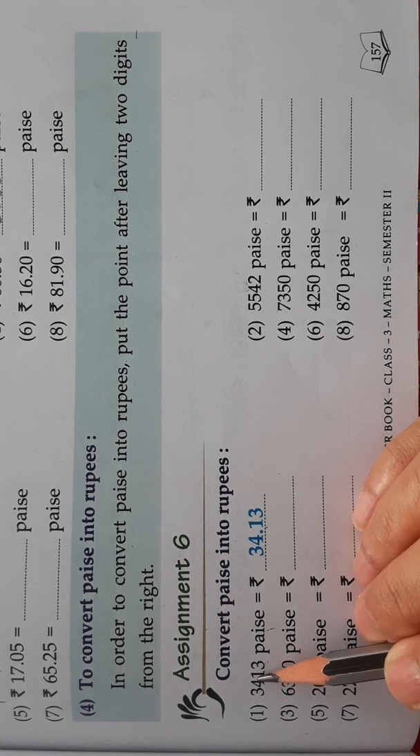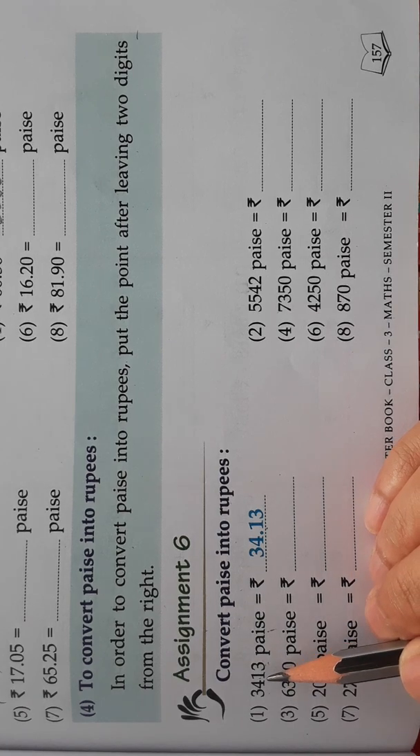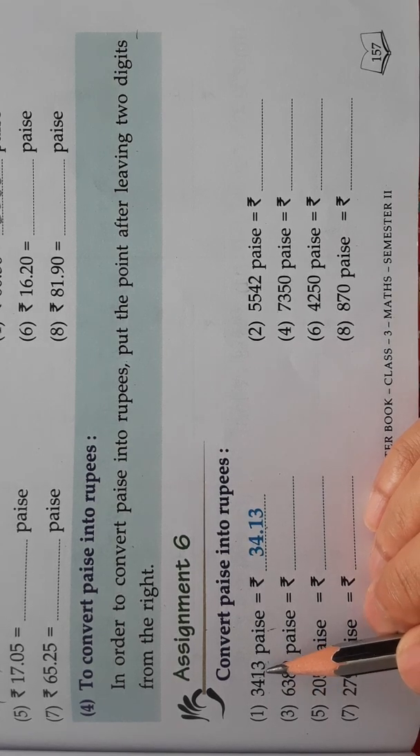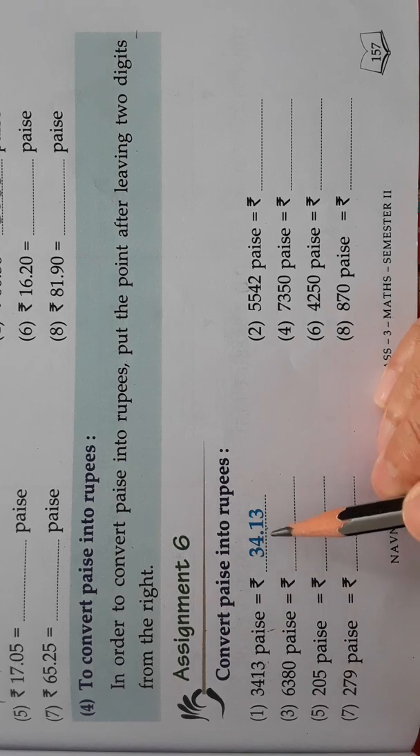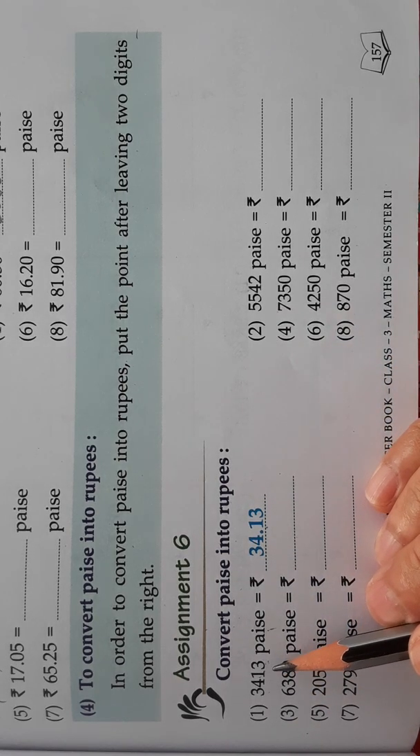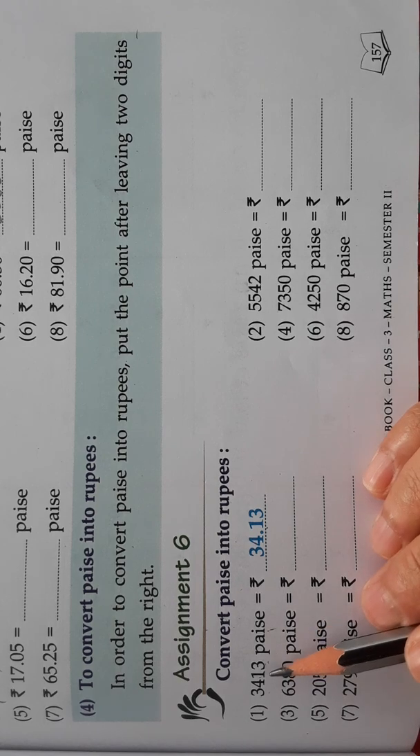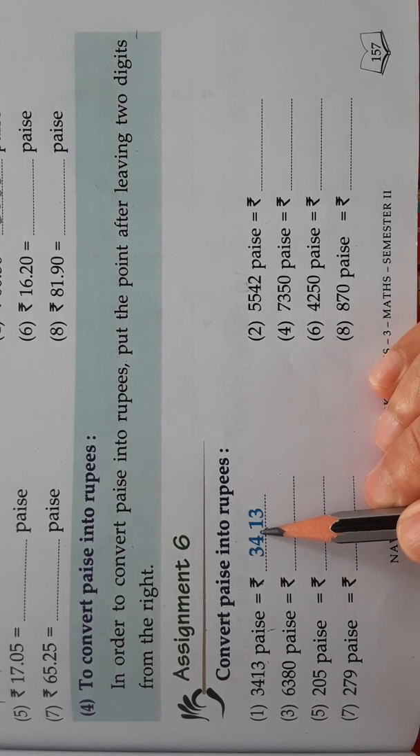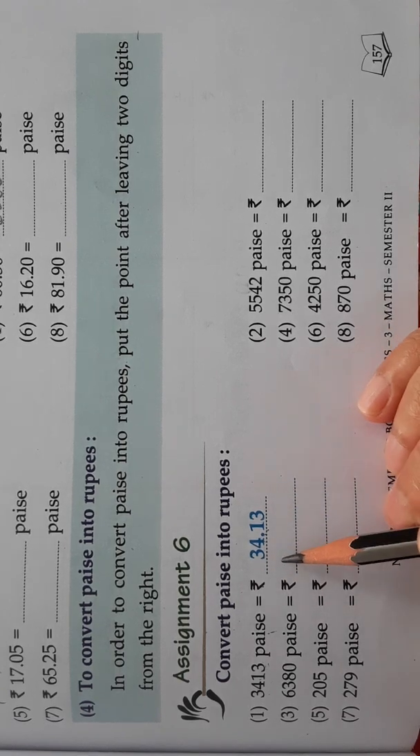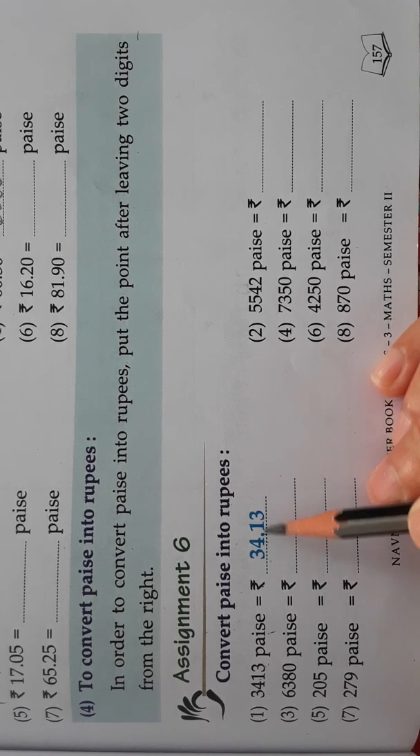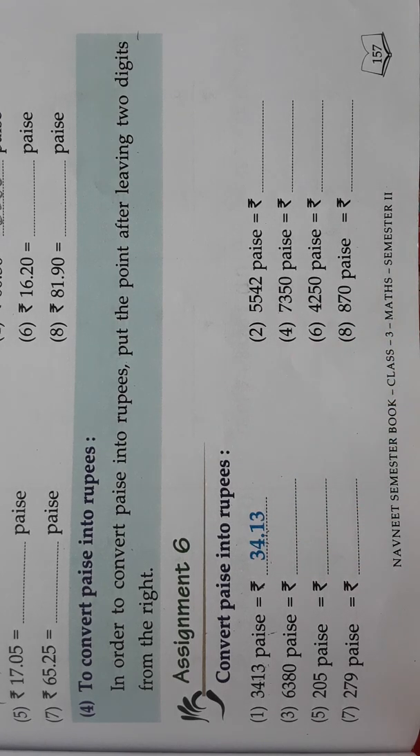1, 2. After that, you should put the point. We should put the point after leaving 2 digits. One number is 1 digit like that. So what we should do? We should put the point after leaving 2 digits from right. Understood children? See, rupees 34, point 13. That means 34 rupees 13 paise. Understood children?